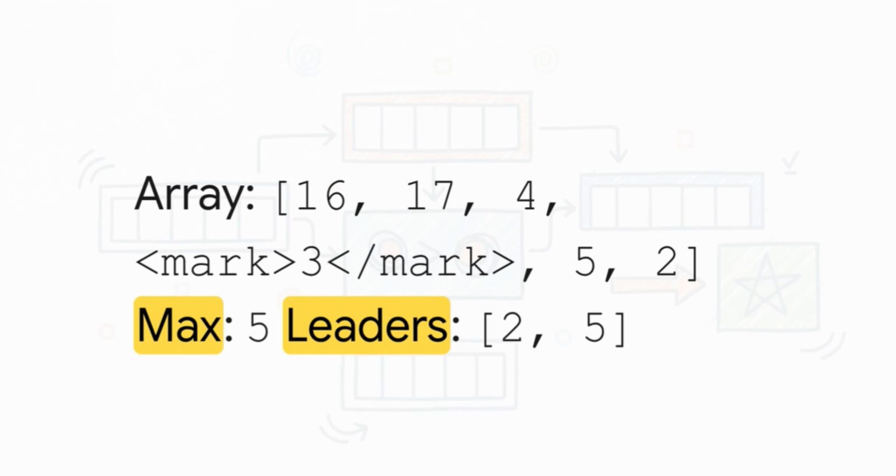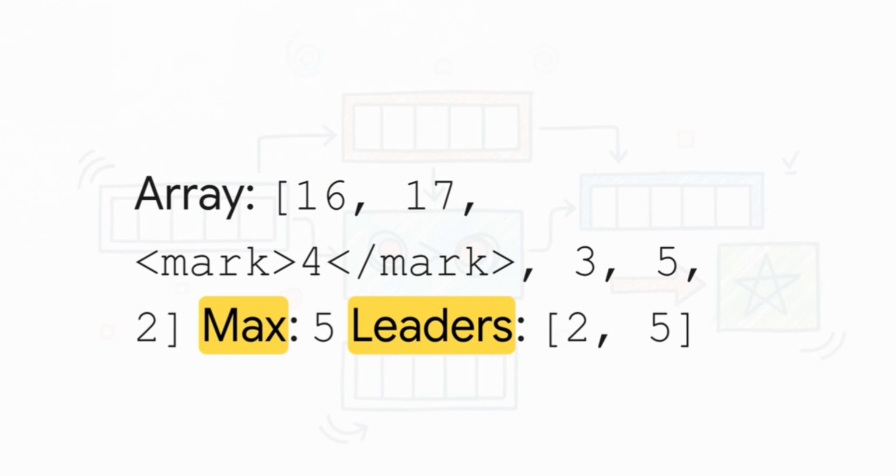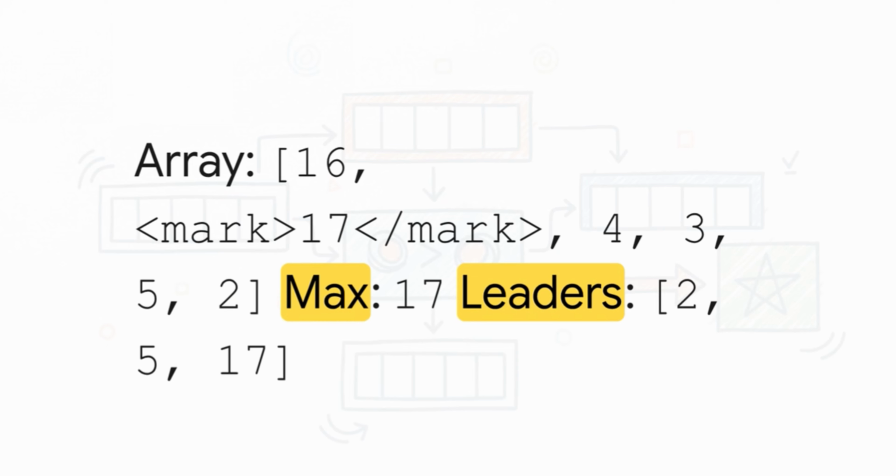See how we didn't have to scan anything? So clean. Next up is 4. Same question. Is 4 bigger than our max of 5? Again, nope. So 4 is not a leader. We just keep heading left. Okay, now we land on 17. Is 17 bigger than our current max of 5? Oh yeah, absolutely. So you know what that means. 17 is a leader. We add it to our list, and we have a new champion. Our max is now 17.